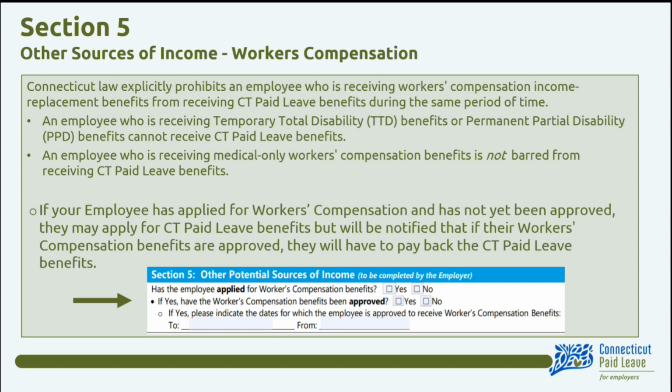If your employee has applied for workers' comp but has not yet been approved, the employee may receive Connecticut paid leave benefits, but we will notify them that they will have to repay those Connecticut paid leave benefits if they become approved for workers' compensation.